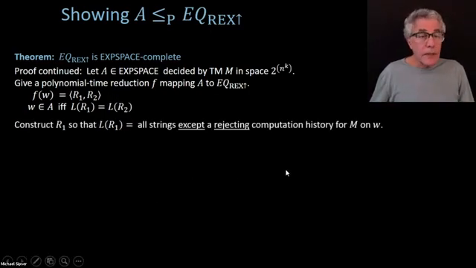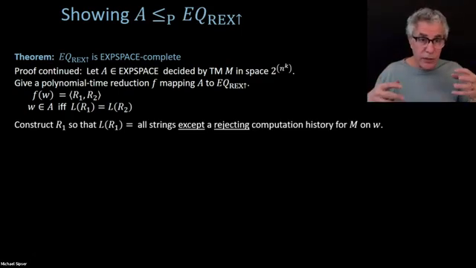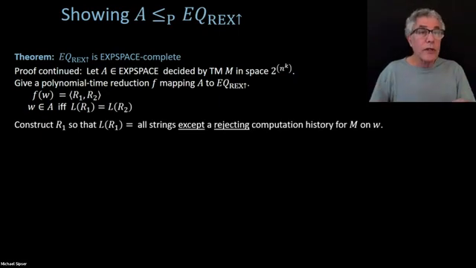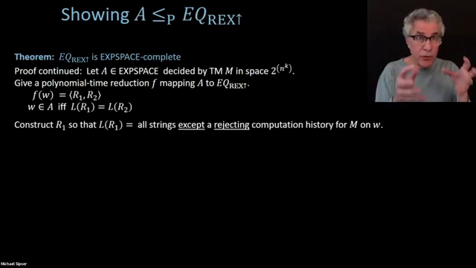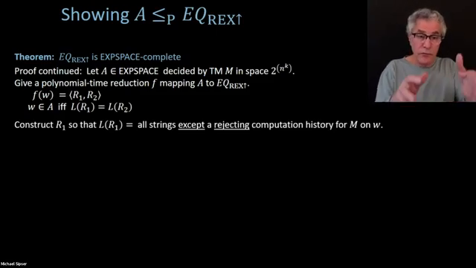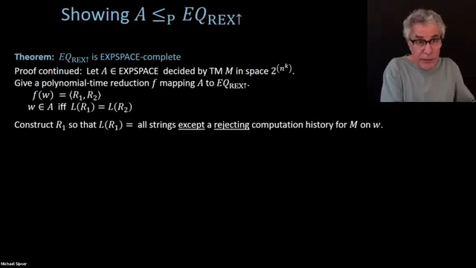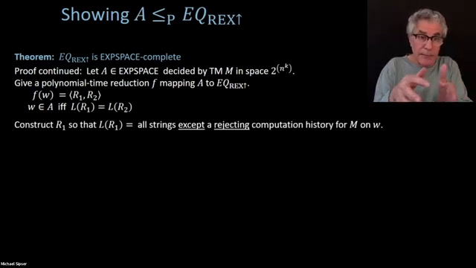Okay, so as these things always are, these are going to be in terms of the computation history for M on W. But in this case, it's going to turn out to be convenient to work with the rejecting computation history for M on W. So remember, we have a Turing machine M. It's a decider, so that means it always halts. For strings in the language, it ends up at a Q accept state. For things not in the language, it ends up at a Q reject state.